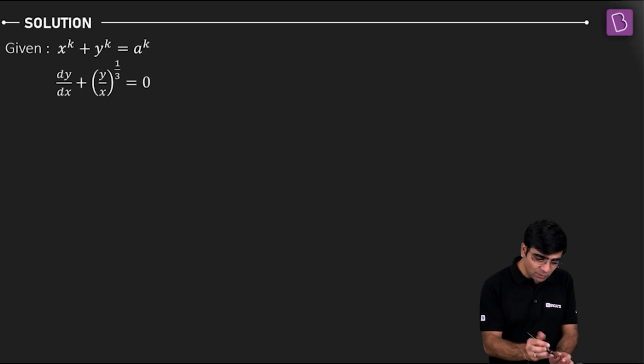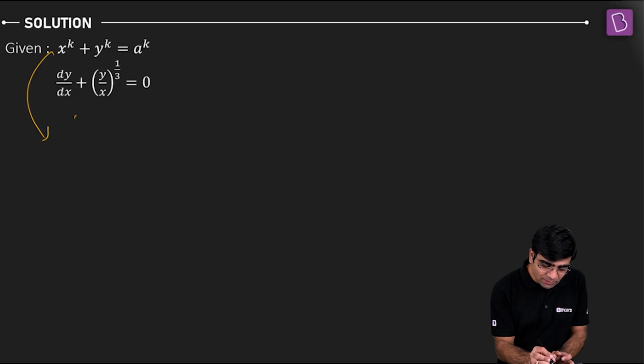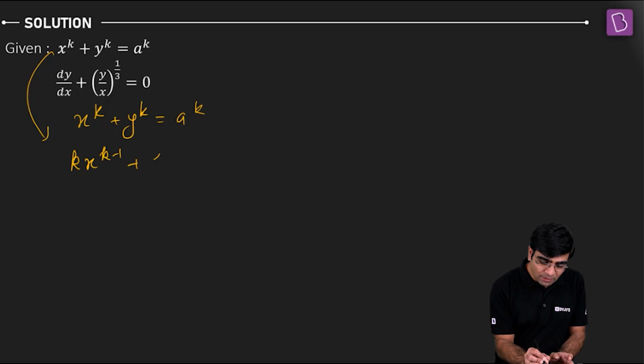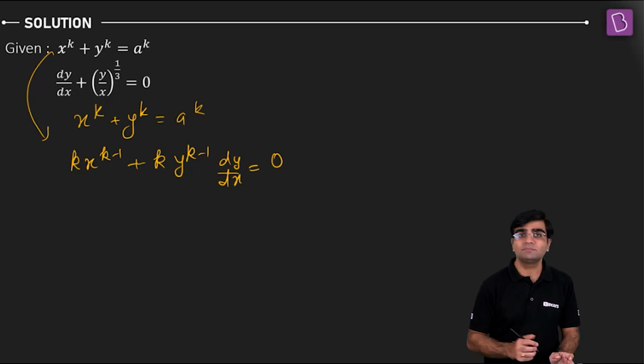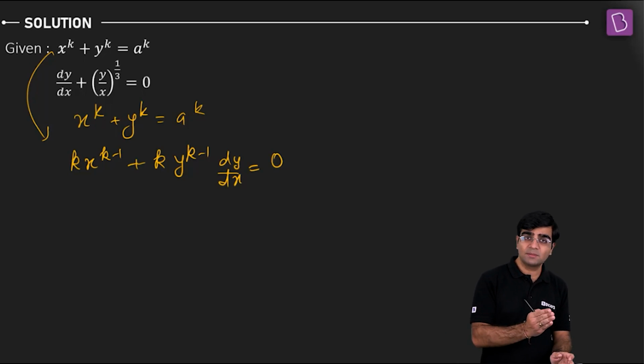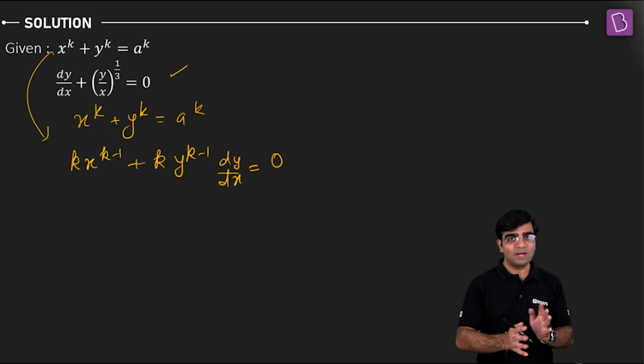So what do I have the given equation as? My given equation is nothing but x raised to k plus y raised to k equal to a raised to k. Let's differentiate. When I differentiate with respect to x, we get k times x raised to k minus 1 plus k times y raised to k minus 1 into dy by dx is equal to the derivative of a raised to k, which is a constant, so it will become 0. Simple. Okay, now I have to make dy by dx the subject, right? You see that dy by dx plus something equal to 0. So I have to adjust in that way.